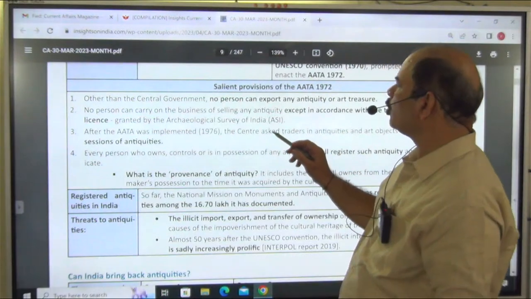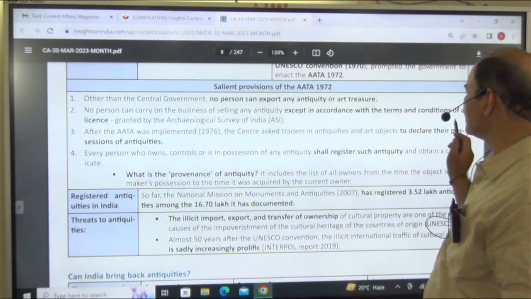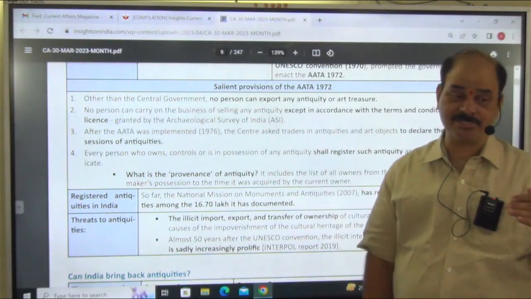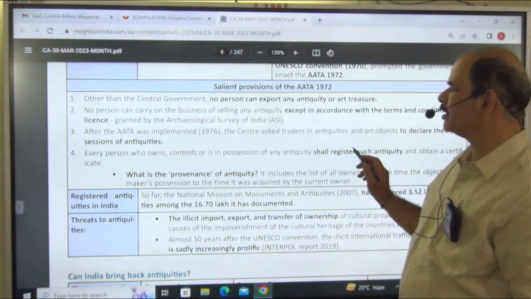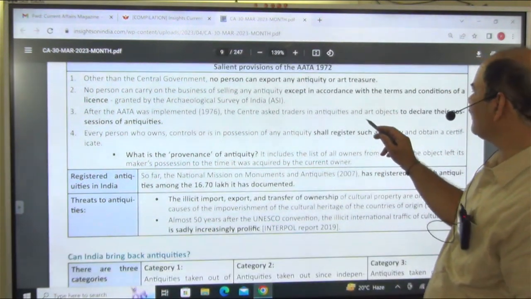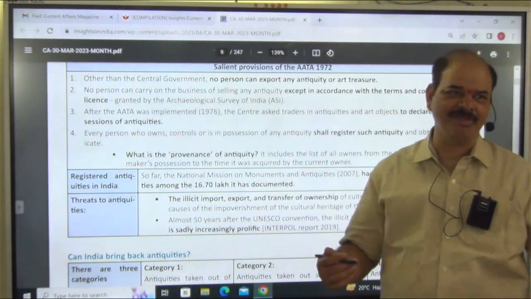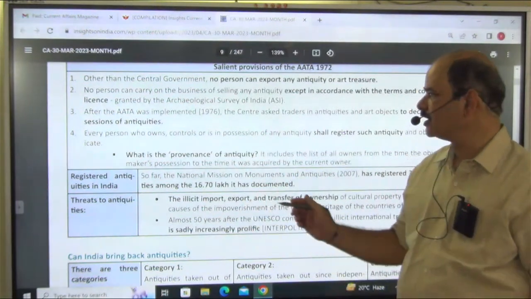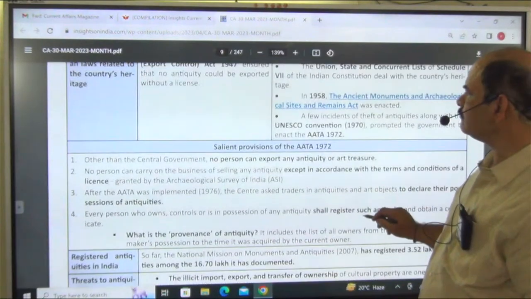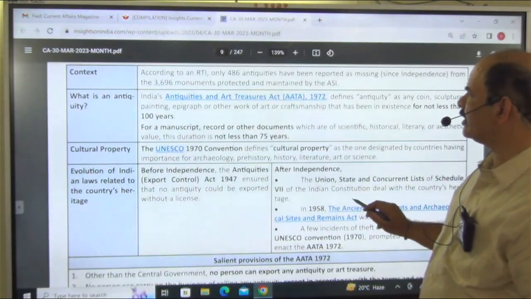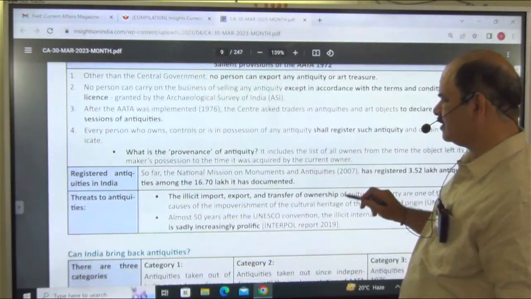No person can carry on the business of selling any antiquity except in accordance with the terms and conditions of a license. Yes, a person can take the license and be involved in selling these things. The center asks traders in antiquities and art objects to declare their possessions of antiquities, so they have to reveal what sort of antiquities they have. So this is with regard to the Antiquities and Art Treasures Act 1972, because they may ask the year.